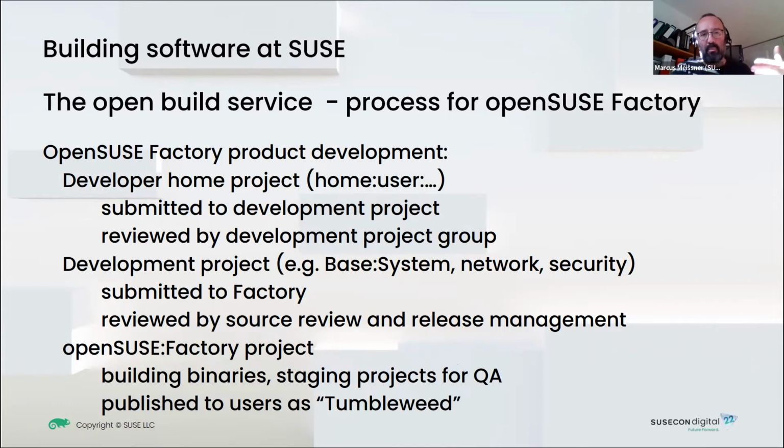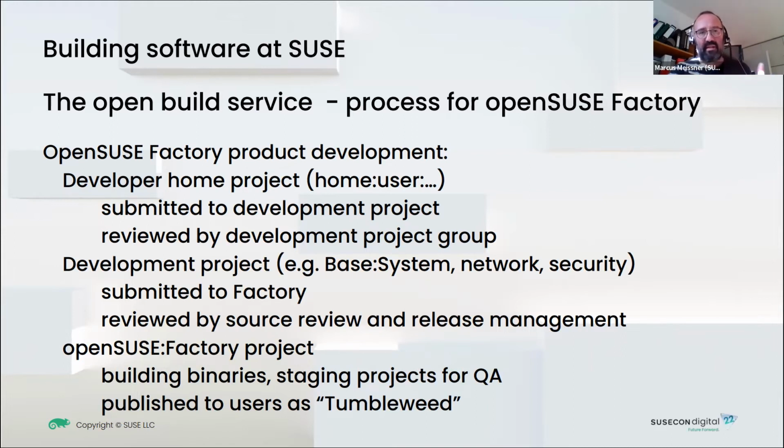For Factory, our open source project, we have a three-stage or three-project setup. The community developer has their own project, and can work on that. They submit to a so-called development project, an intermediate project where more senior community members review the changes, look if they fit the style that is required, and then forward it to our main Factory build project, where we again have the building of binaries, staging, and publishing to our users. So the build service is kind of flexible.